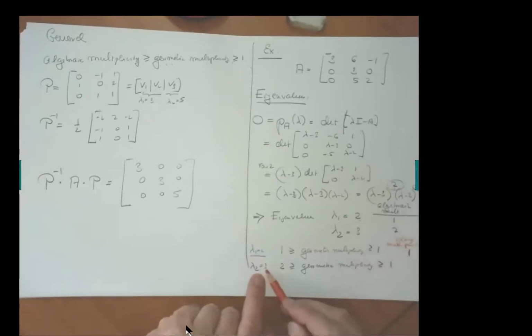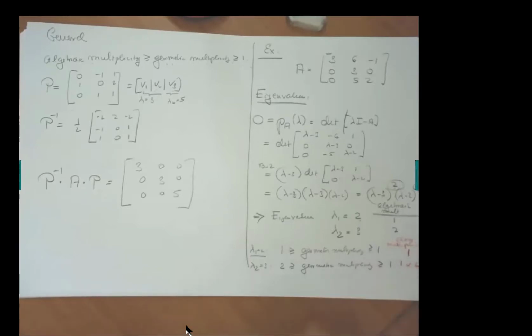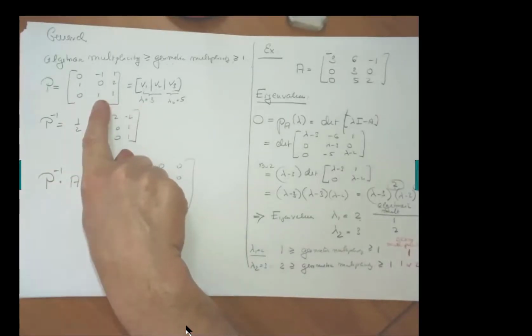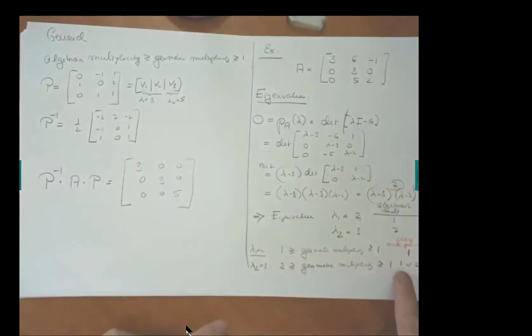And what about lambda 2 equal to 3? 2 larger or equal to the geometric multiplicity, larger or equal to 1. So what kind of options do you have for also lambda 2 equal to 3? The geometric multiplicity can be 2 or 1. In the previous example, it was 2, because the geometric multiplicity was also 2. But in theory, it can be 1 or 2. Okay, as you can imagine, this is now an example where the lower number comes out.